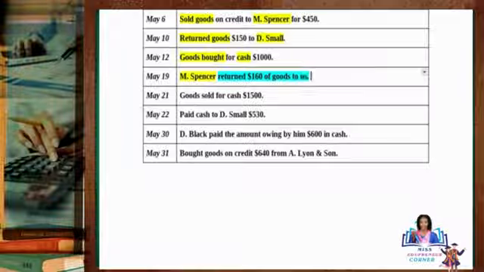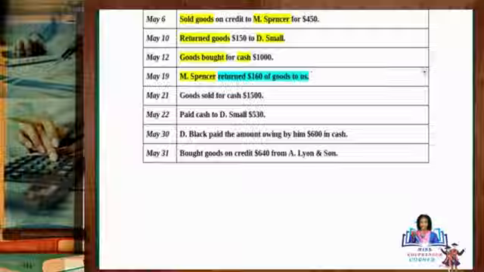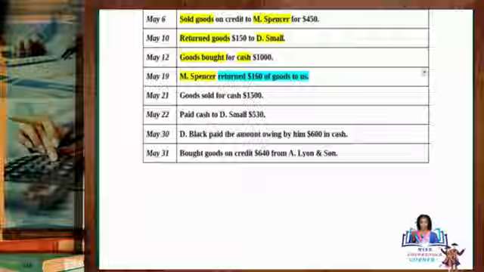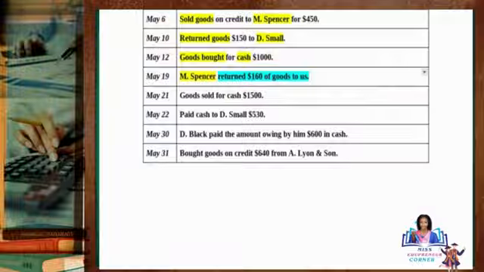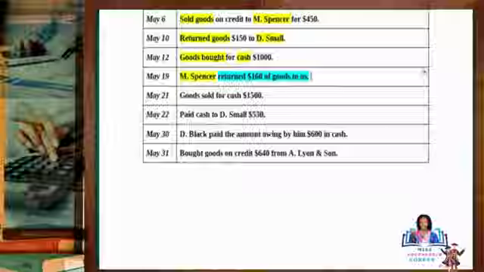As was mentioned earlier, the return inwards account is always debited to show an increase in stock because goods is coming back to the firm. And then we need to credit M. Spencer because M. Spencer is a customer or a debtor, so it's an asset to the business. So we need to credit M. Spencer's account to show that the goods were returned to the firm. So we need to take it out of M. Spencer's account.